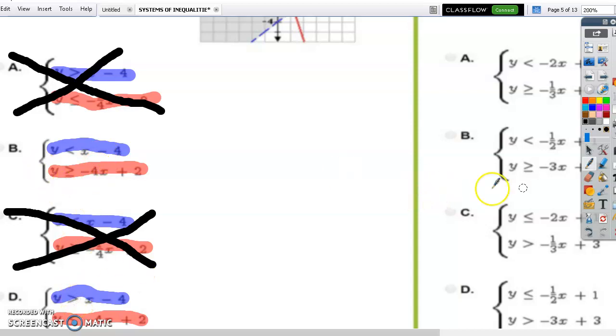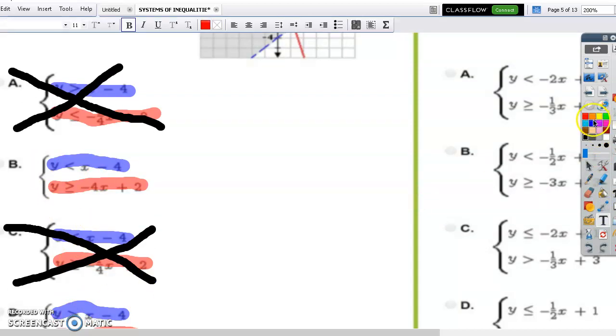All right. So for B, our blue line, it's less than, so we're going to shade under. So for our blue line, we're shading under. For your red line, it's greater than or equal to, so you're shading over. I'll change that to red.